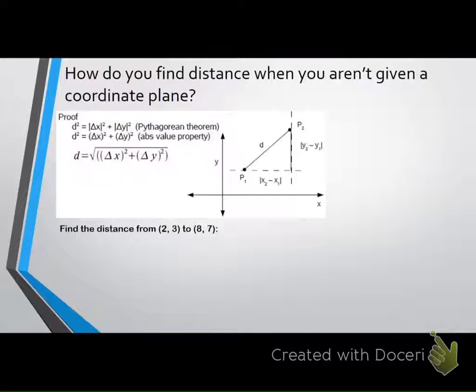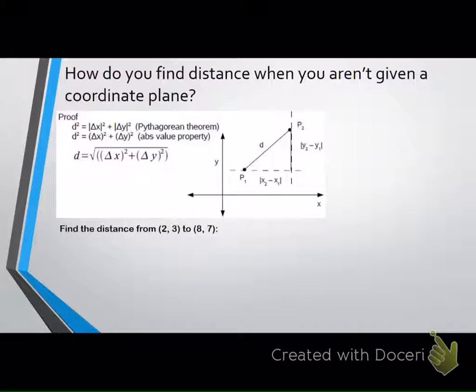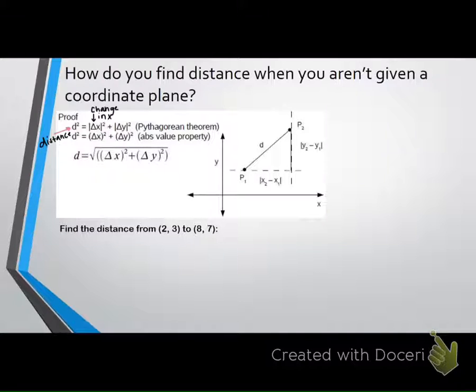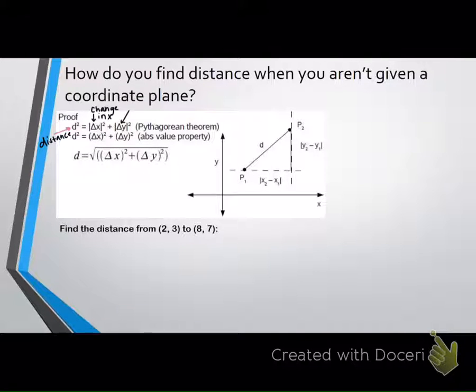So here's how this works. The Pythagorean theorem is a squared plus b squared equals c squared. D stands for distance. This means, well, let's just label everything here. This little triangle here means a change. So this is change in x, so it's a change in the x coordinates, and this one is a change in the y coordinates.